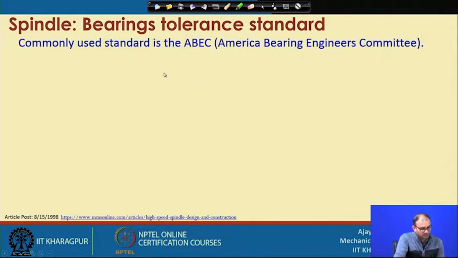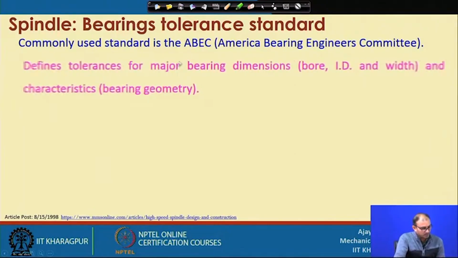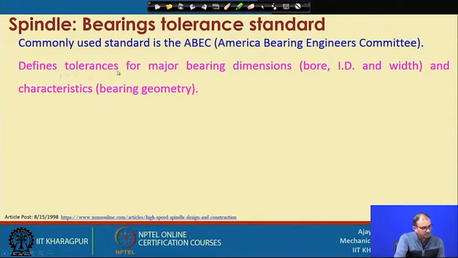Now, this is the tolerance standard. The commonly used standard is the ABEC, Annular Bearing Engineering Committee, and it is also equivalent to the ISO and the DIN standard. It defines tolerances for major bearing dimensions, that is the bore, inner diameter and the width, and the characteristic, that is the bearing geometry.